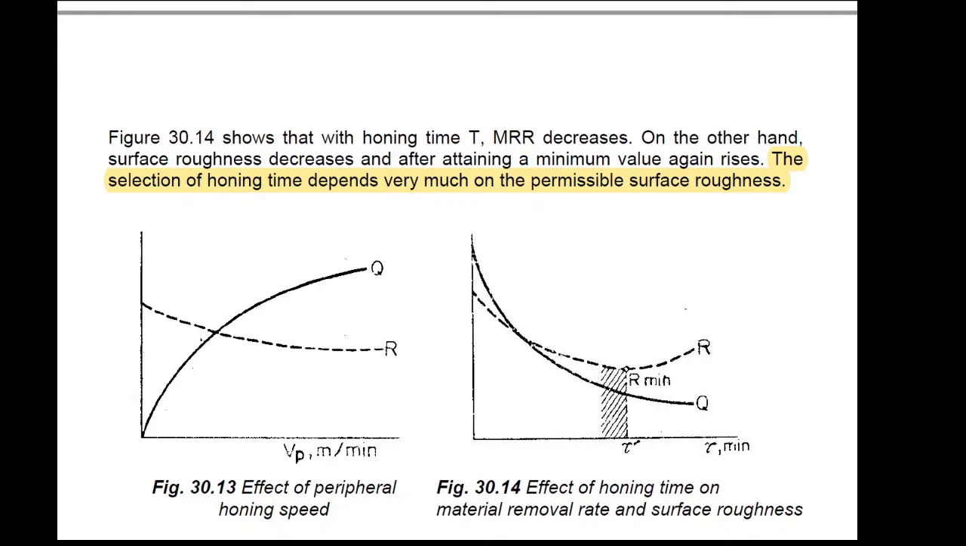Figure 3.14 shows the plot of material removal rate and surface roughness for the honing time. The honing time is shown on the x-axis. As per this graph, if the honing operation time increases, the material removal rate decreases. Also, there is a chance for an increase in the surface roughness. So, an optimum honing time should be selected. This is represented by tau dash.